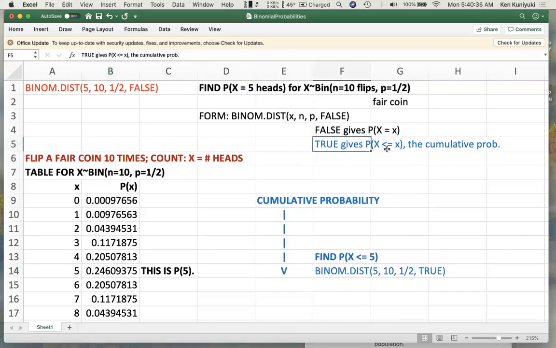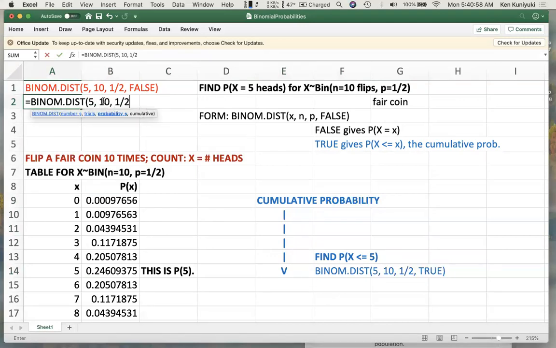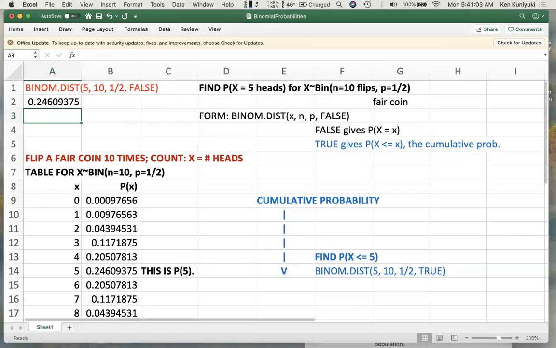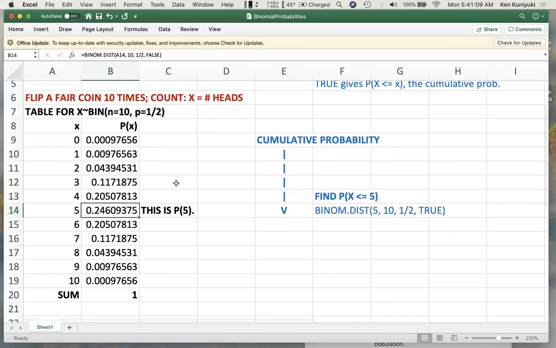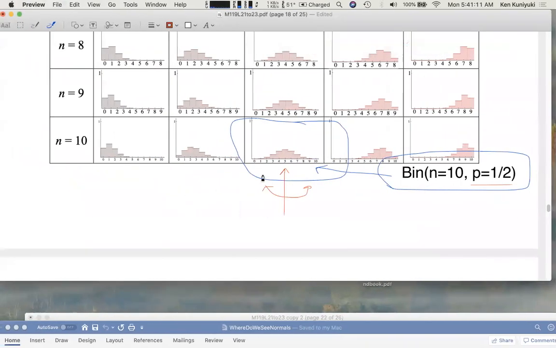If you put true, then you get a cumulative probability, meaning you get the probability that x is, say, less than or equal to 5. Then you get the sum of these probabilities here. We want individual probabilities, so we make this false. If we put that in, equals binom.dist, x equals 5, n equals 10, p equals 1/2, false. We want a particular probability. We get about 25%, the same number as over here. And again, these probabilities are seen as heights in this corresponding histogram.